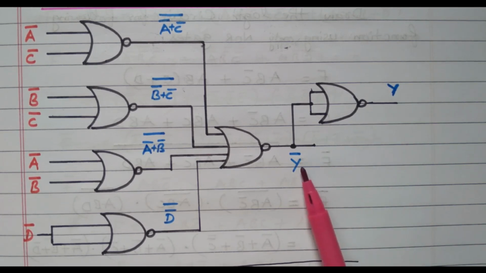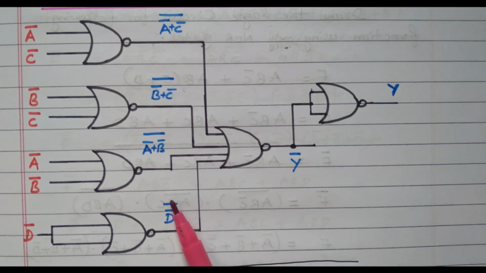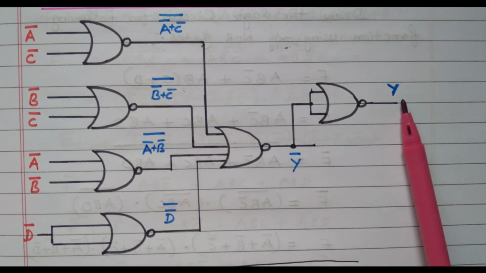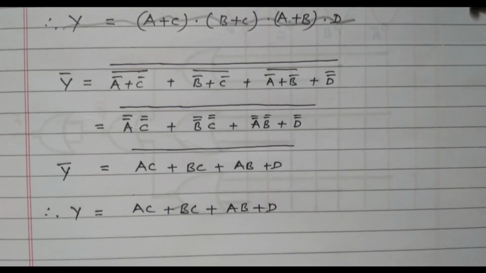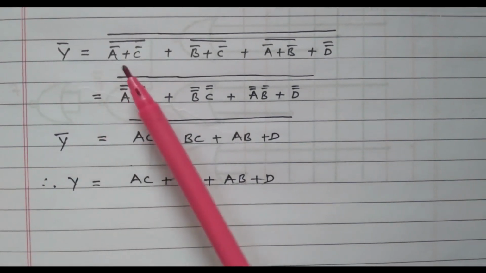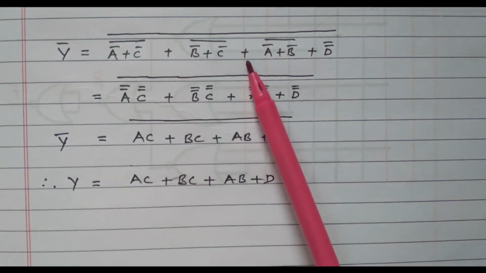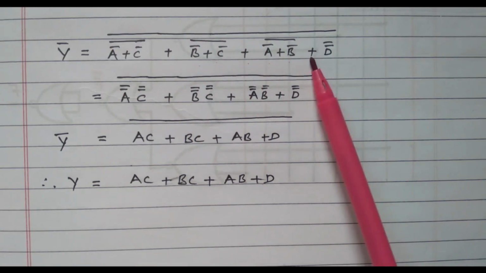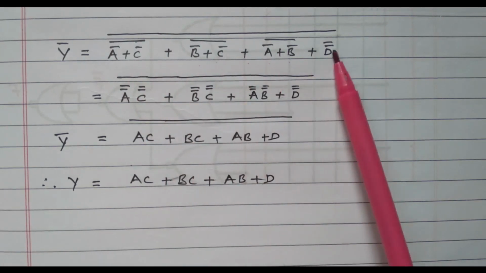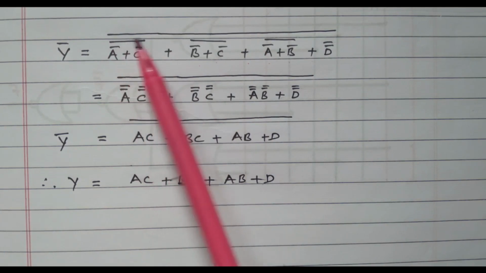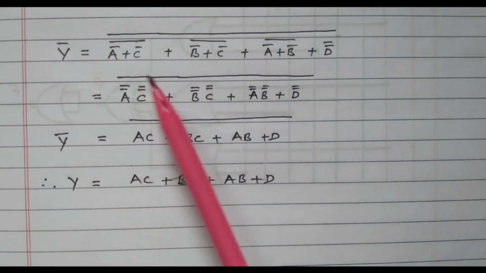Now we'll verify the expression. This Y bar is nothing but the sum of these four terms with a complement, right? So we'll verify whether we got this Y bar from Y in the expression. Y bar equals (A bar plus C bar) the whole bar plus (B bar plus C bar) the whole bar plus (A bar plus B bar) the whole bar plus D double bar. So this is the NOR gate. These four terms are added and then the entire complement is taken, because the NOR gate will add all the terms and give the complement, right?